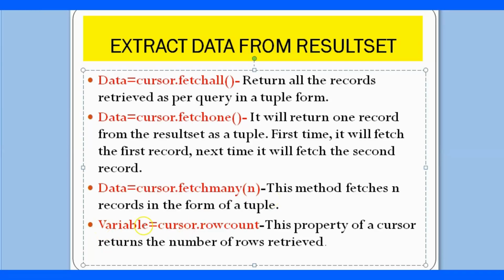Then the last one is rowcount. Rowcount is not a function. Rowcount is a property of a cursor that returns the number of rows retrieved. So this rowcount is used to count the number of rows that have been retrieved. Okay, understand?